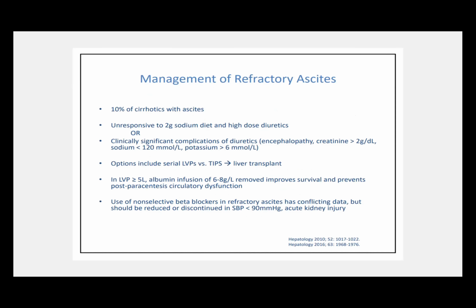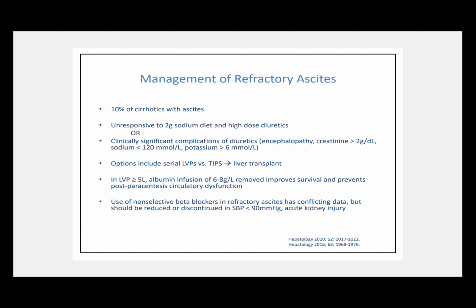So now we're getting into the territory of refractory ascites, and this, like we talked about, will push the prognosis even further into being a poor prognosis than just simple ascites. 10% of cirrhotics with ascites will develop refractory ascites, and you define it as them being compliant and unresponsive to a 2-gram sodium diet and high-dose diuretics. The way to actually confirm compliance would be to do a 24-hour urine sodium, which we're not going to get into, but that's important to do to ensure that they're actually compliant.